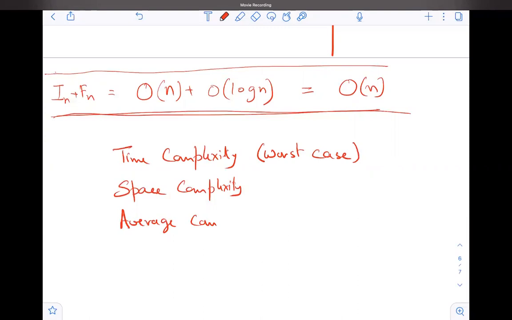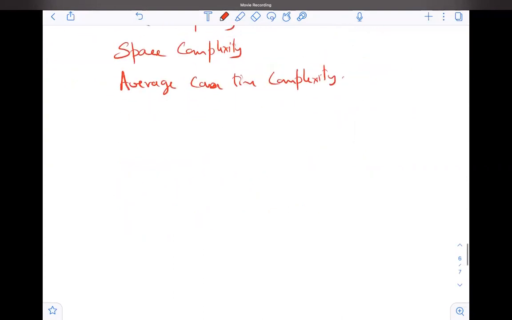Average case time complexity. Note that you have been given these numbers A1 to AN, but any permutation of them would also be in the same set, correct? So A1 to AN is the input, and all that we care is the ordering between them.